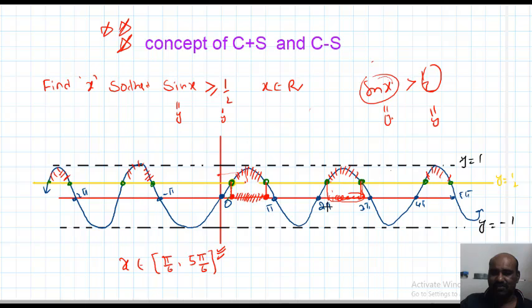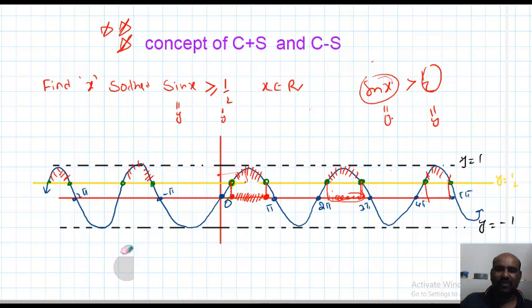What are these x values? 2π + π/6 to 2π + 5π/6. I will write union here: (2π + π/6, 2π + 5π/6) union (4π + π/6, 4π + 5π/6), and like that you get infinitely many intervals. It's difficult to write all the intervals. That's why I want to generalize these intervals. I will show you how to generalize.